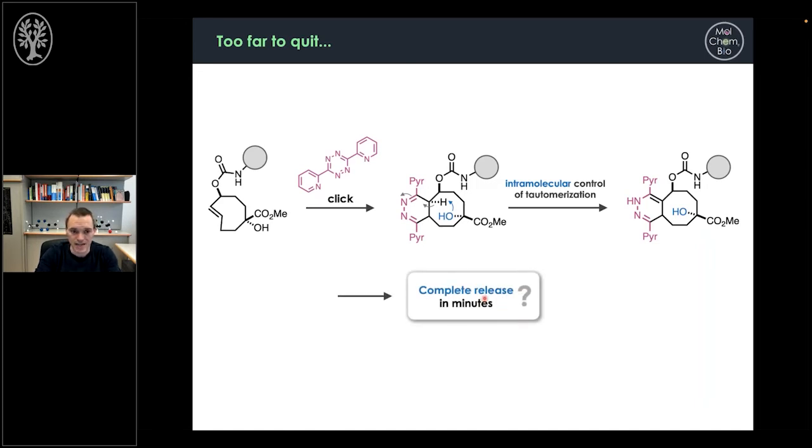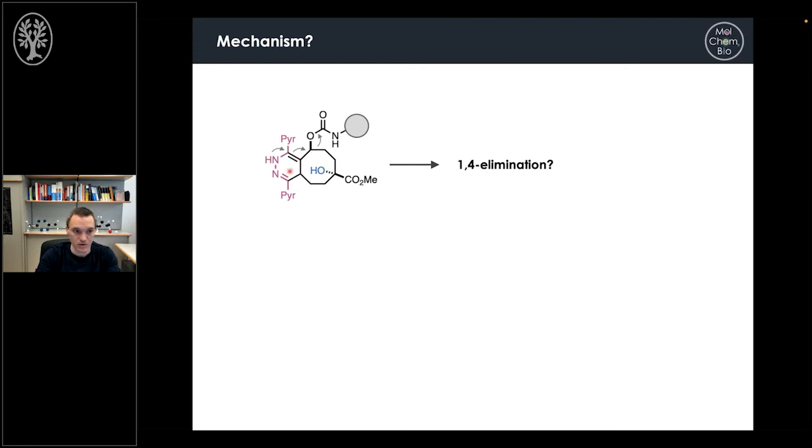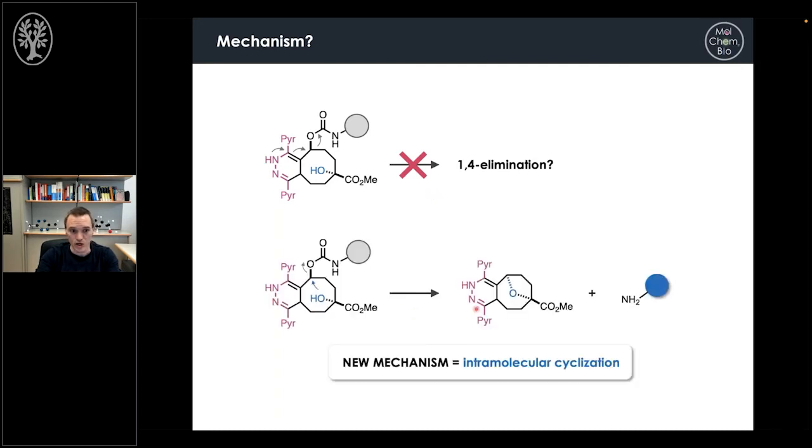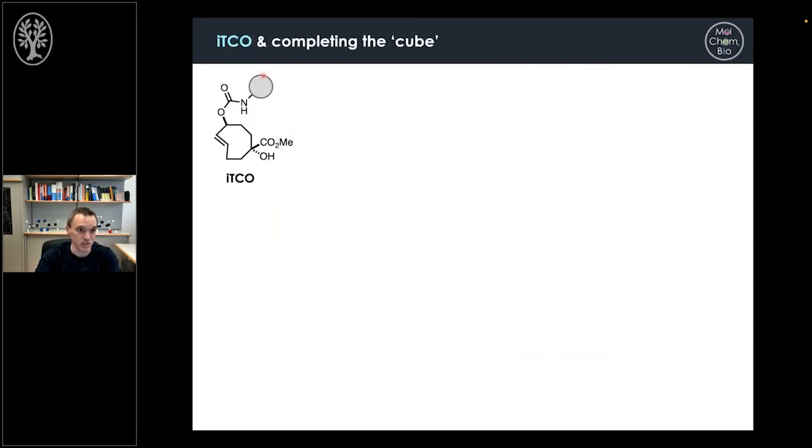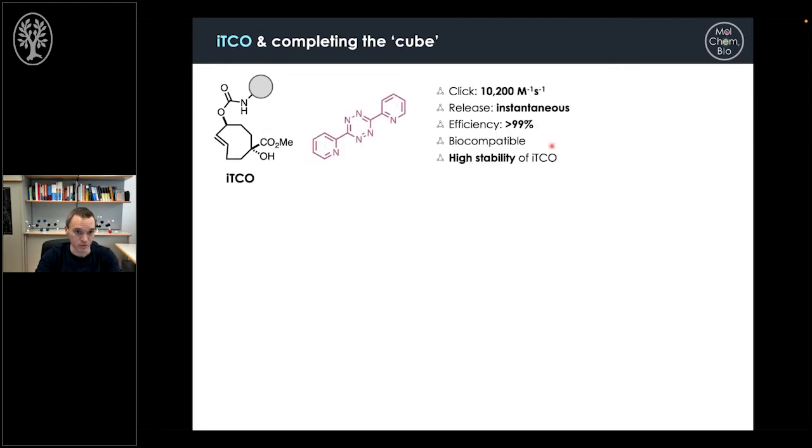And I was like, okay, how fast? And he said, no, the first sample. We're like, oh no, that's impossible, because we know that if this clicks and we get the right tautomer, the 1,4 elimination cannot happen. And in fact, this is what he showed. There is no 1,4 elimination, as what's going on here is basically a new mechanism. It's, as we call it, an intramolecular cyclization. And due to this intramolecular control of tautomerization and elimination, we called this molecule the ITCO, which with bis-pyridyl tetrazine, just to put this into perspective, has a second order rate constant of 10,000.